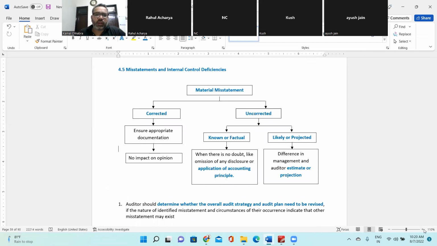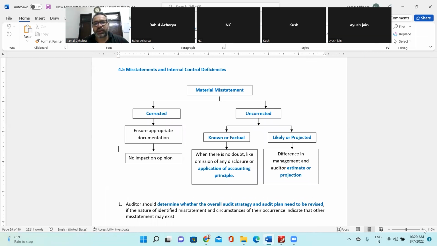So misstatements are actually of two types. One is a misstatement which management agrees to and corrects, and one is a misstatement which management does not agree to or does not correct. So it has been divided into two parts: corrected misstatement and uncorrected misstatement.